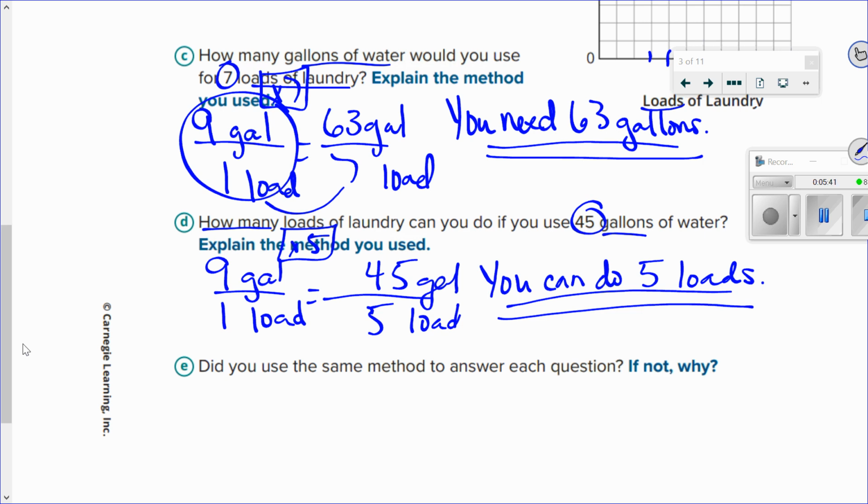Did we use the same method? Legend did. Did I use the same legend as you guys? Do you have to use the same method? No. No? But in this case, we did.